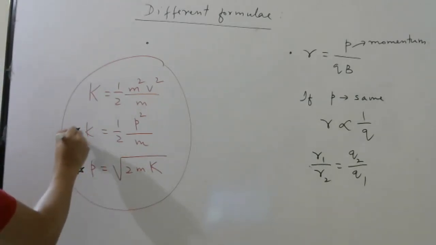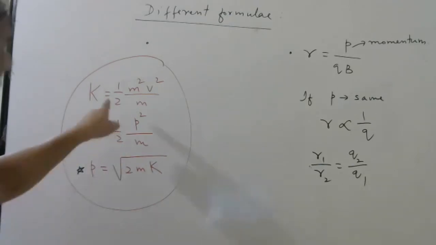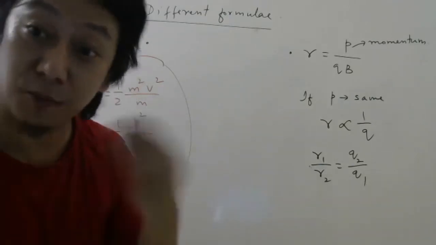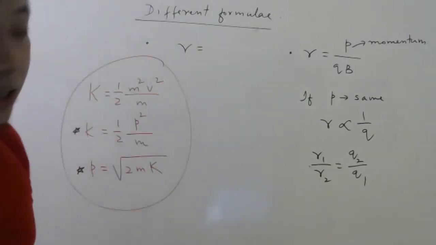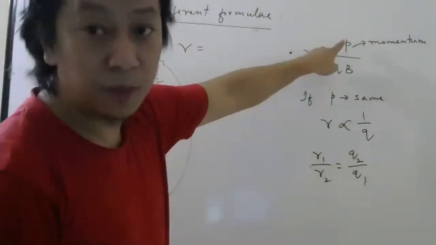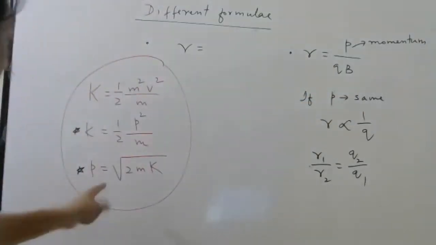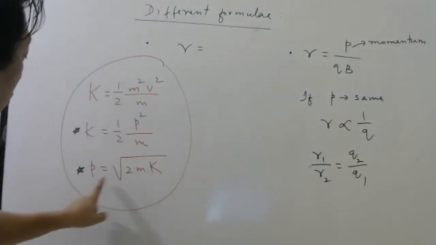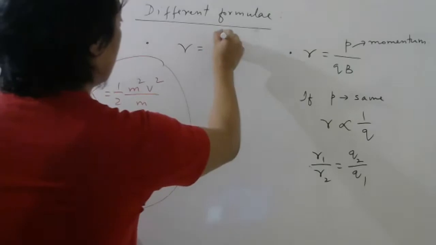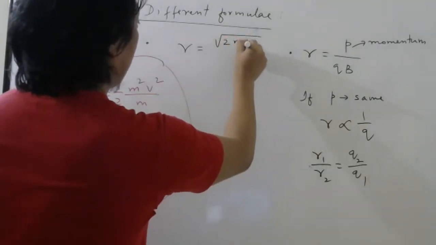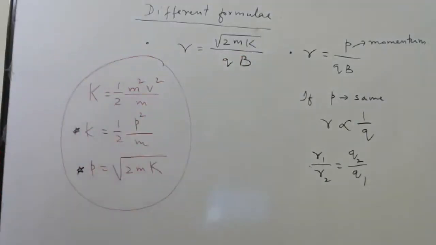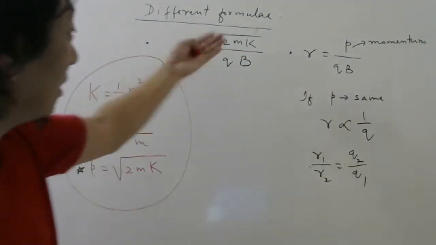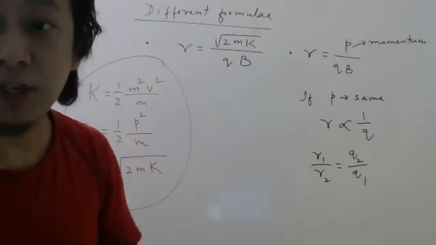This, either this or this. Okay, so don't always think of half mv square. You can write in terms of momentum also. So the third formula for radius I want to write is, here I have given momentum divided by qB. So in terms of kinetic energy, what is momentum? Root of 2mK divided by qB. Okay, students, so this is another formula for radius of the circular path.